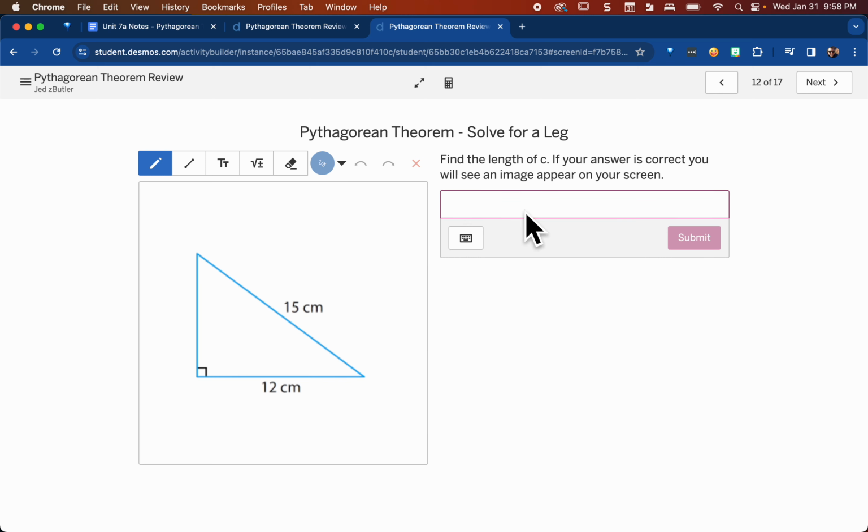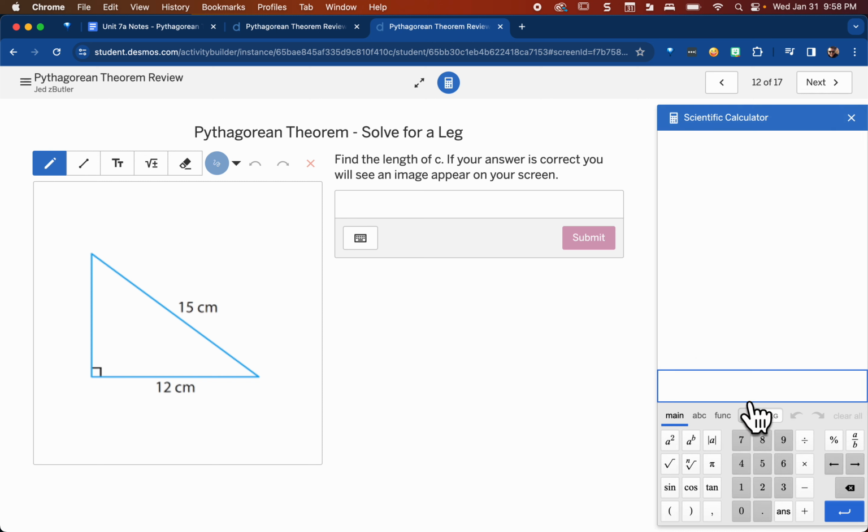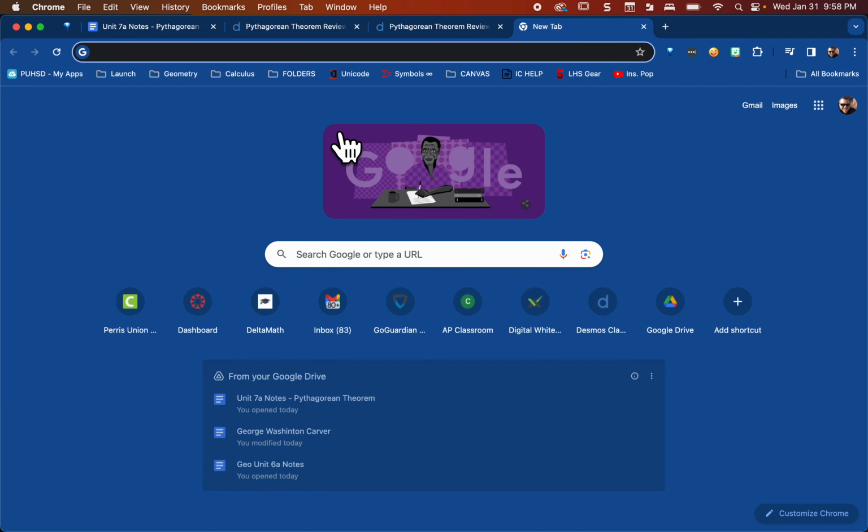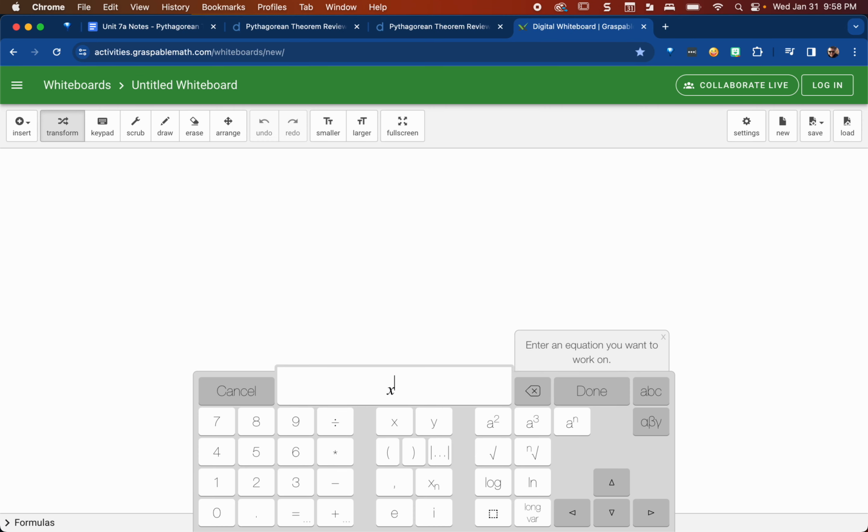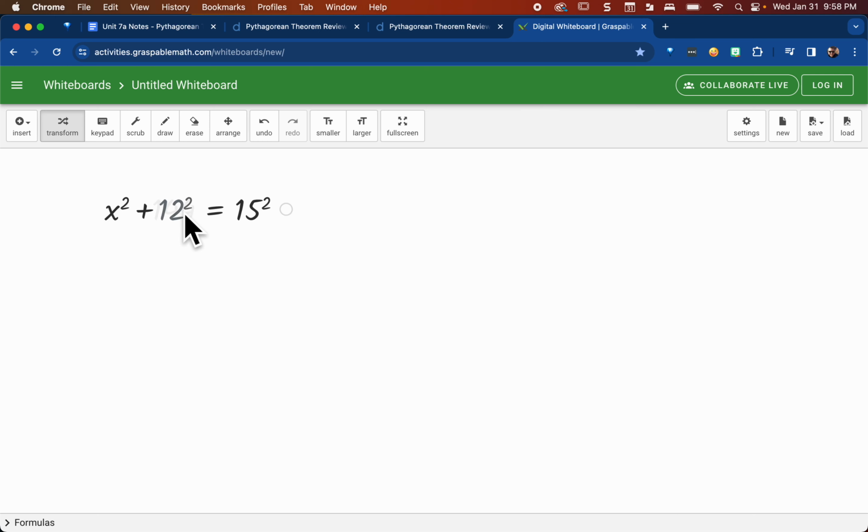Okay, now this one's a little bit different here. If I were to think about this, I'm going to have x squared, or that leg squared, plus 12 squared equals 15 squared. So I want to rewrite this a little bit so that I get that x by itself. If I were to use math.new, I could do the same kind of thing. I could say x squared plus 12 squared equals 15 squared. And I can square the 12, I can square the 15, I could subtract 144 from both sides.